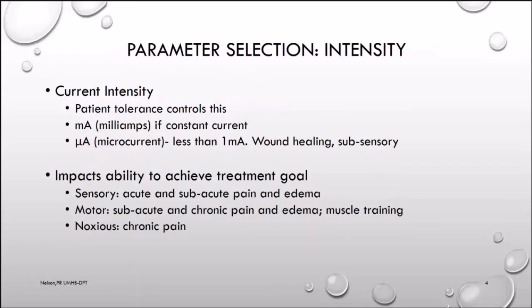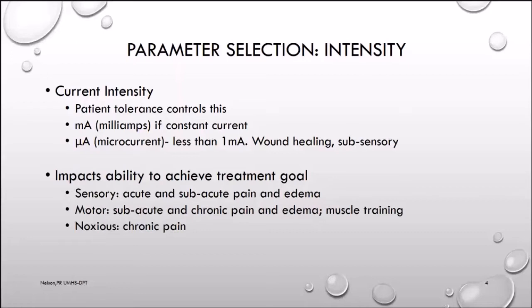We can also then set the intensity. It is the patient who controls the intensity of this, although it is a device setting. You have milliamps, which is the typical amount of current that we're going to use for our clinical applications, and it's listed as milliamps if you're using constant current. If it's a voltage driven technique, you're going to see that written as volts. You also have microcurrent, which is less than 1 milliamp of current. That is used for wound healing, and it's really at a subsensory level, not something that we've talked about in our class.